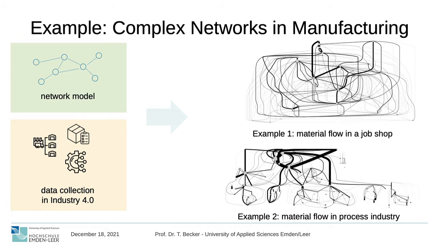Here you can see two example pictures. These are two different material flow networks in manufacturing. The first example is the material flow in a job shop, which is, I would say, more evenly distributed. So there's material flow happening between all the different workstations to a certain extent. And in the second example, the same technique, the same model has been used to create this material flow picture. But this time this was material flow data from process industry.